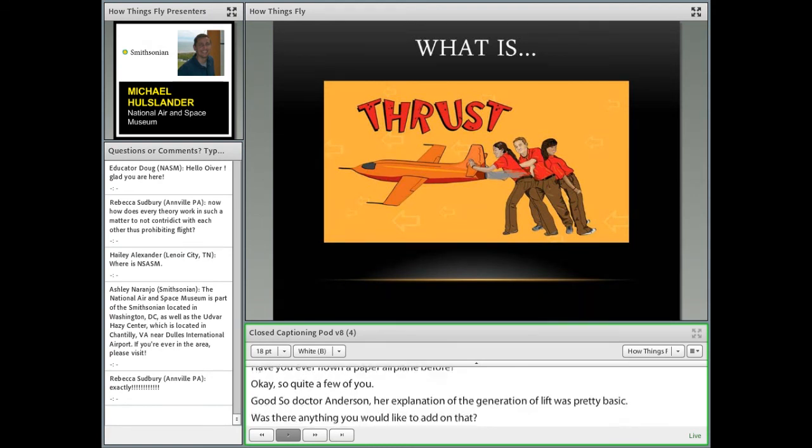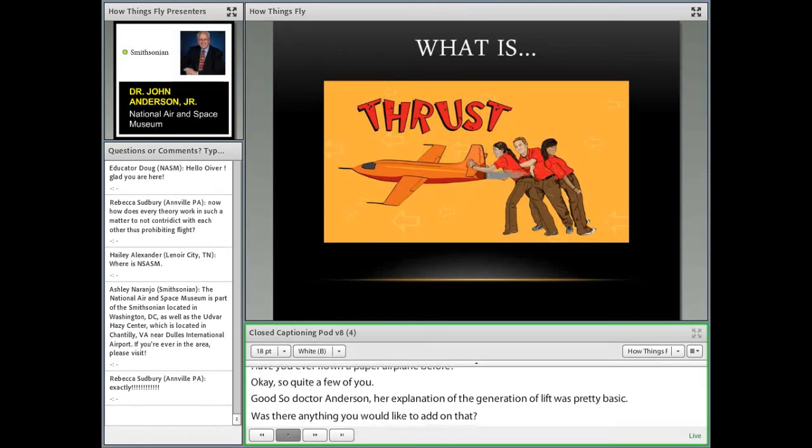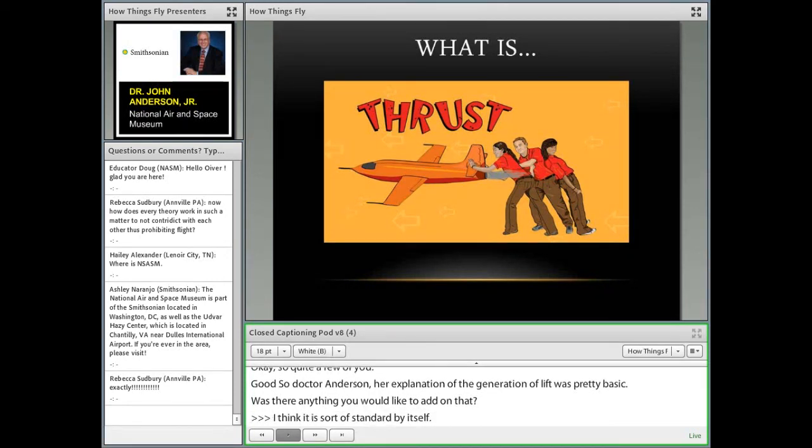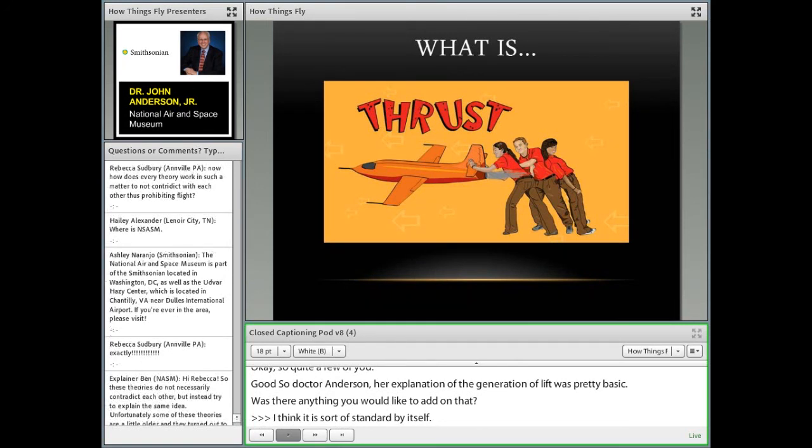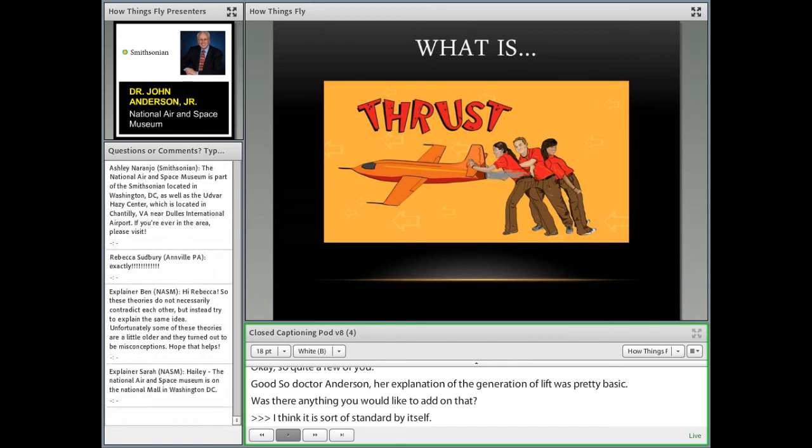In a few minutes, a little bit later on, we'll actually talk more about pressure, for example, exerted on the surface, and ultimately the pressure being different on different parts of the wing and the airplane gives rise to an aerodynamic force. But we'll talk about that later on.